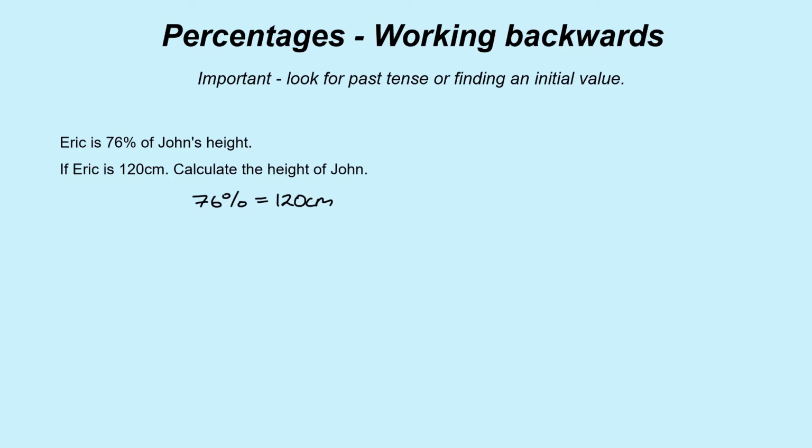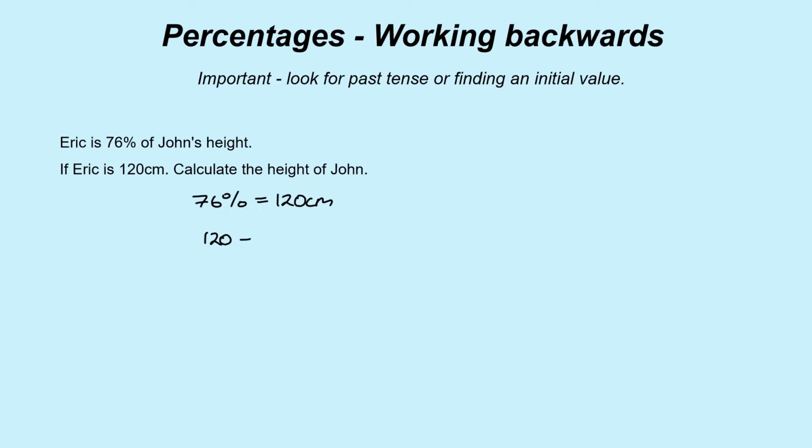So 76% of John's height is equal to Eric's height. So 76% is equal to 120. We've skipped that increase or decrease. There's no mention of that here. It's just telling you outright that 76% is equal to 120. So we've just got to do the scaling part.